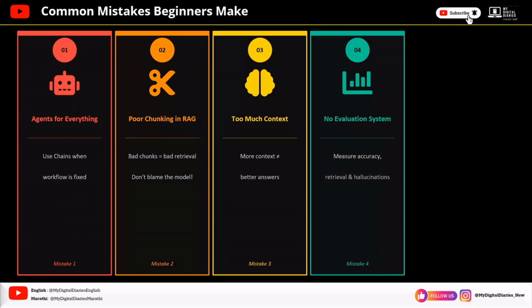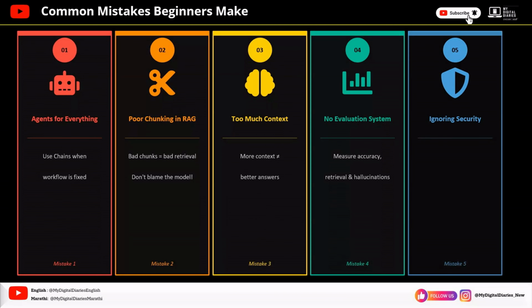Mistake number 4. No evaluation system. You build something, it seems to work, but how do you really know that it is working? Without measuring accuracy, retrieval quality, and hallucination, you are just guessing. Always set up a way to measure how well your system performs before you trust it in production.